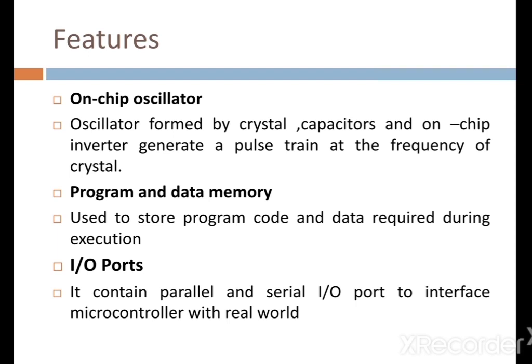Then next is program and data memory. Program and data memory is used to store program code and data required during execution of the program. Then next is input-output port. The input-output port contains parallel and serial input-output ports, and it is used to interface the microcontroller with the real world.